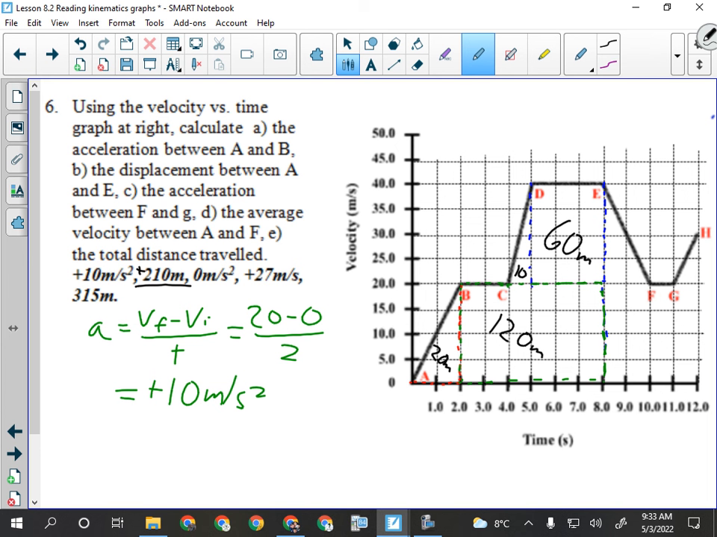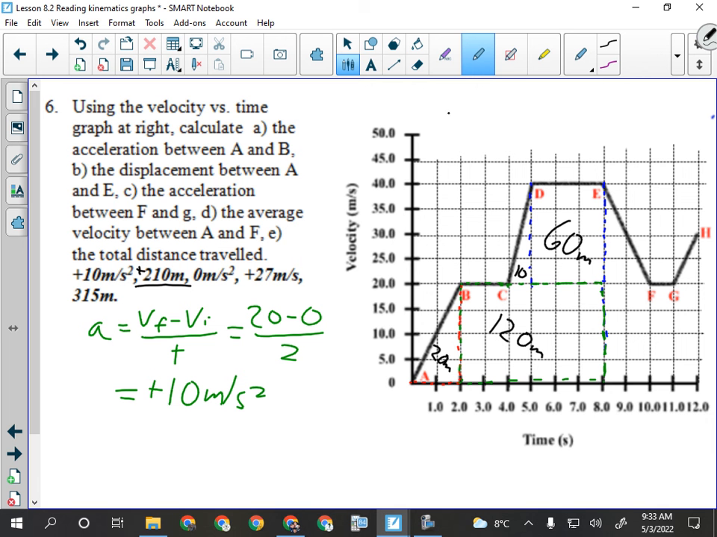Part C wants us to find the acceleration between F and G. That's easy: 0. I don't need to do a calculation to prove that. I just need to look at it and go, well, it's flat, so the velocity isn't changing, and since acceleration is a change in velocity over time, it's 0. So that's a nice easy one. No calculations required there.